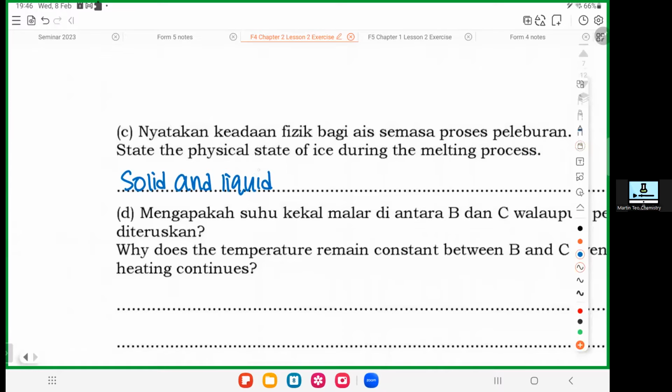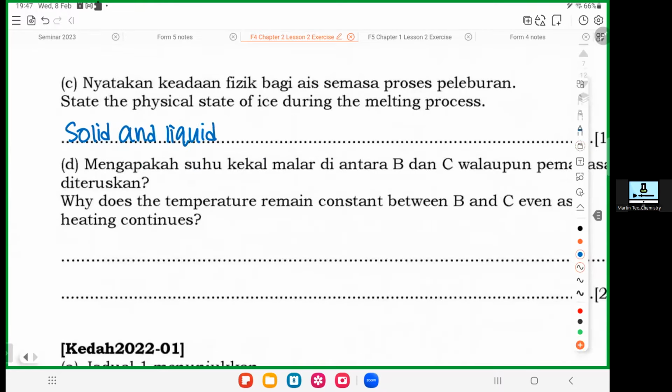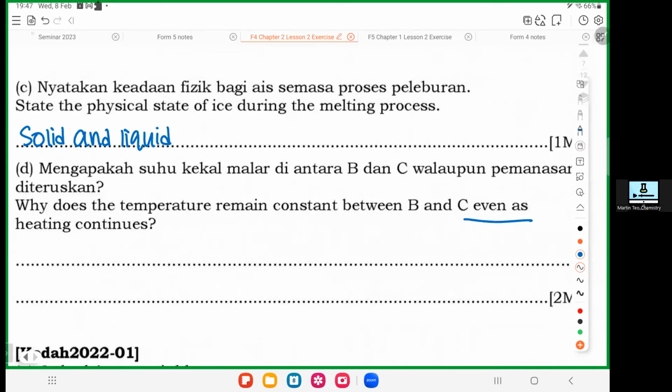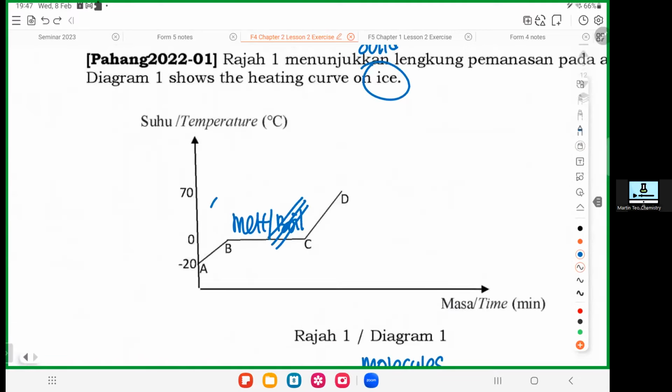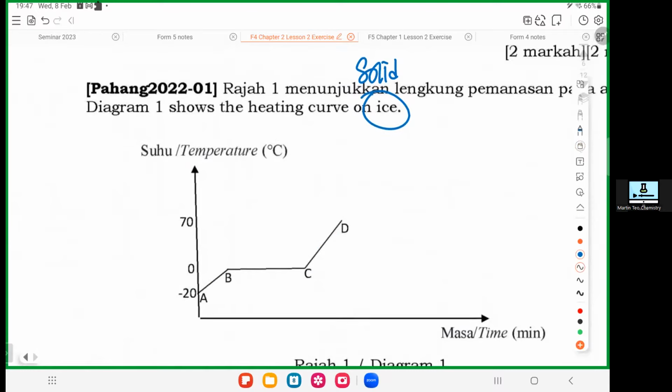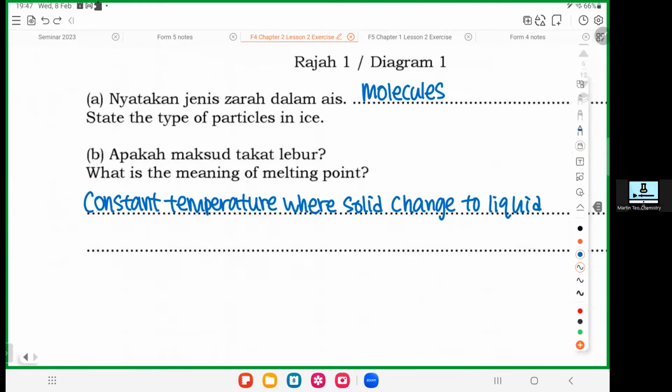So now, next one. The last question for today. Why does the temperature remain constant between B to C even when the heating continues? So why during the melting process the temperature didn't change? That's why I say these are very popular questions. They always ask you what is happening here. They seldom ask you what happened at other parts. They always love to ask you what happened here. Look at how many marks they give you.